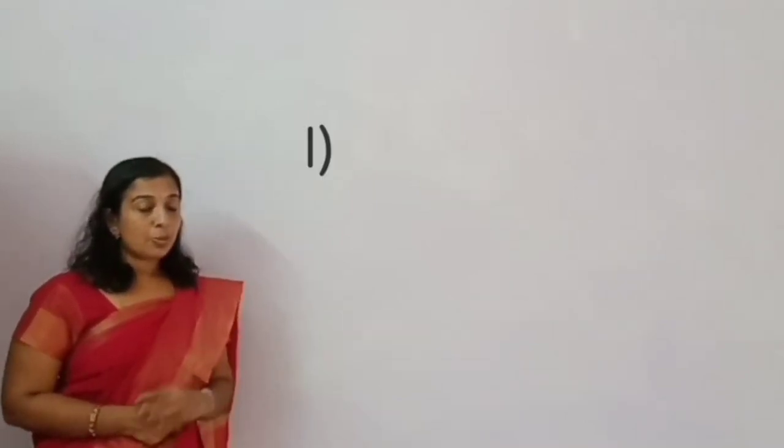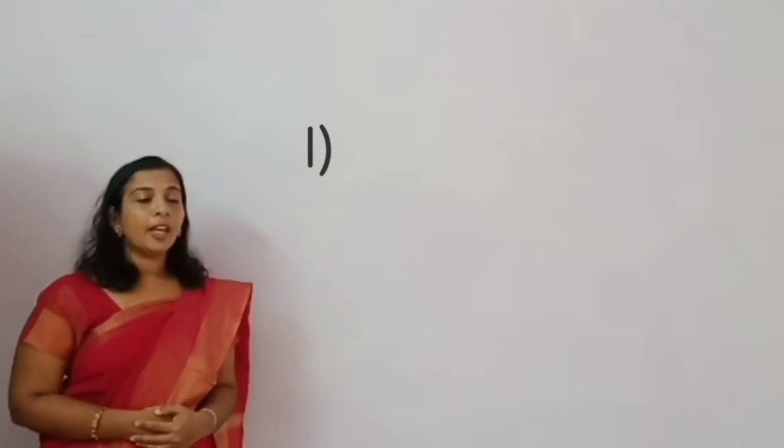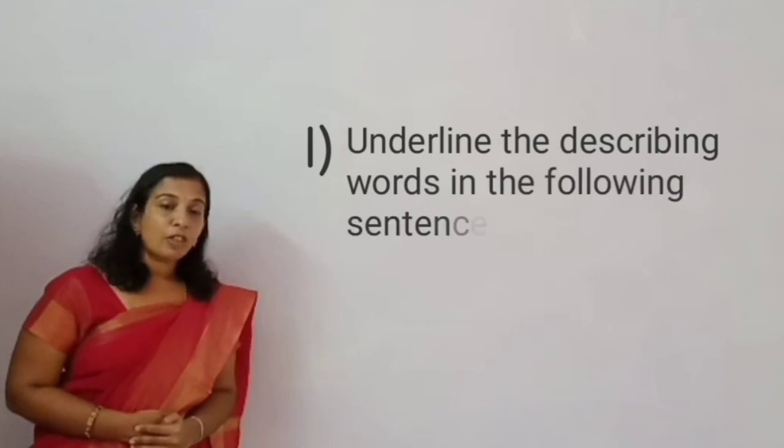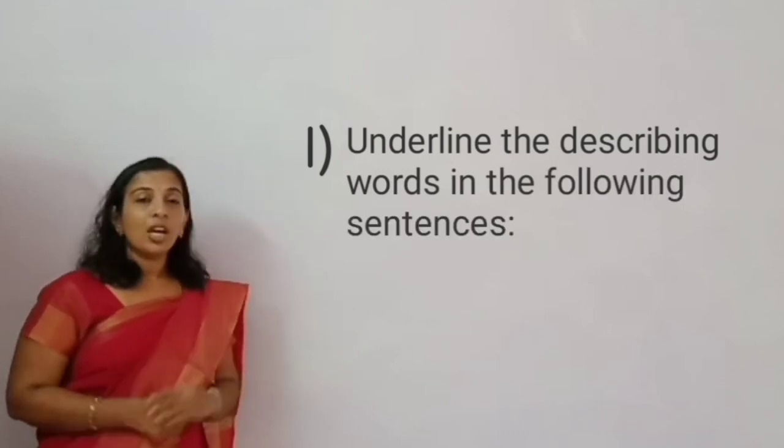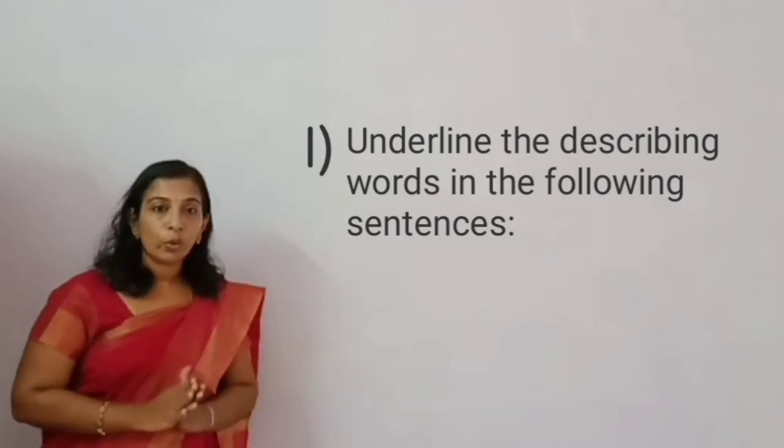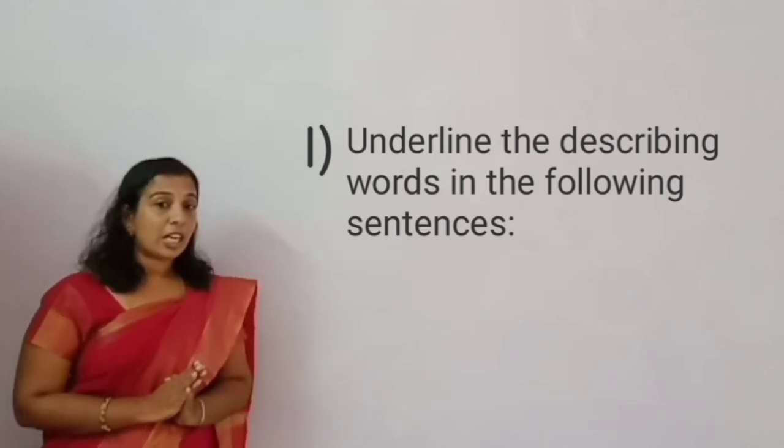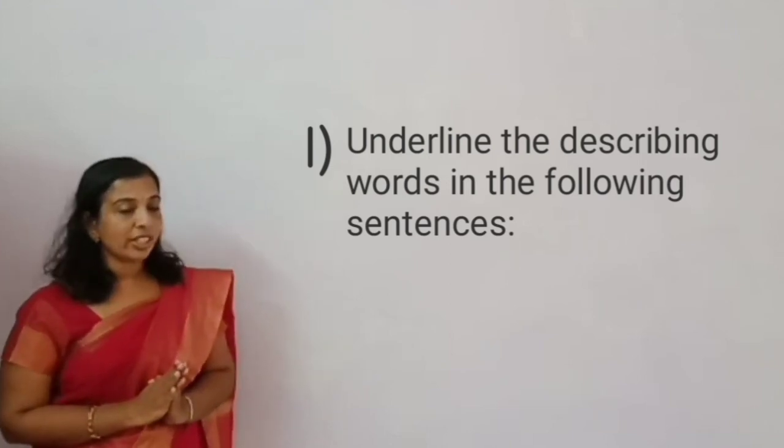So students, let's start writing the exercise. Put Roman number 1 in the margin. Underline the describing words in the following sentences. You have to find the describing words, then underline them. After writing this heading, start writing the questions in the next line.